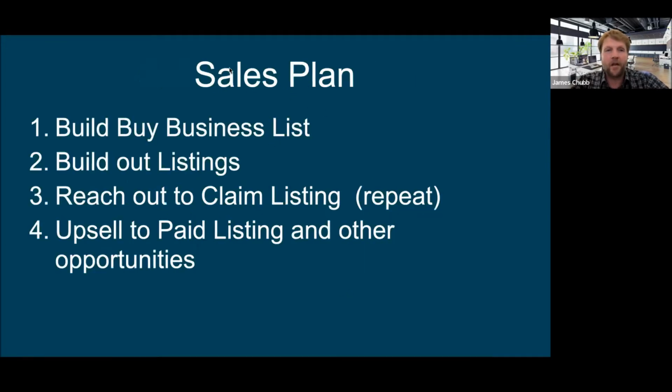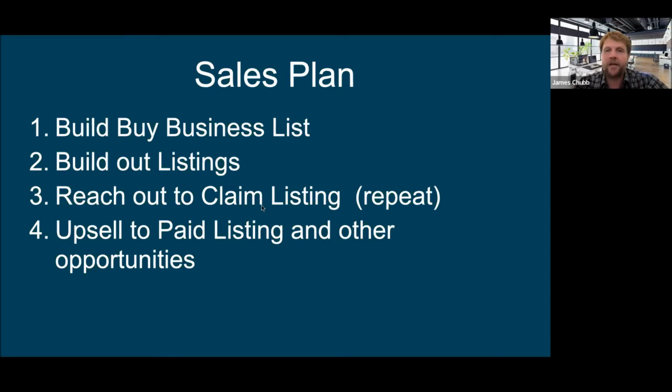So the first thing is a sales plan. Build a business list, which is your sales list. It's also typically your listing list. This is typically how things work. So you say, hey, I'm building a directory of piano teachers for New York City. So the first thing is you get a list of all the piano teachers in New York City. And then you import that into your directory.